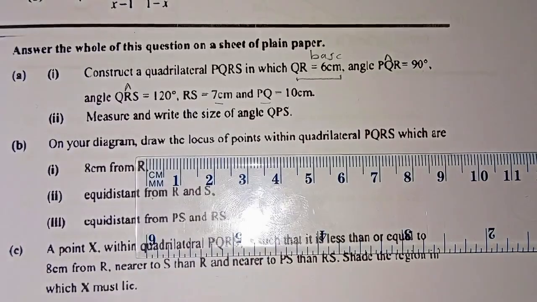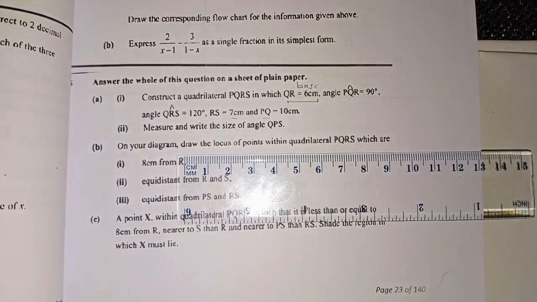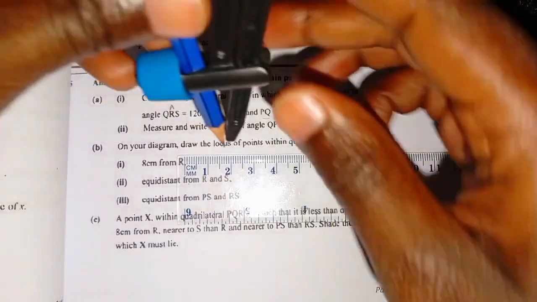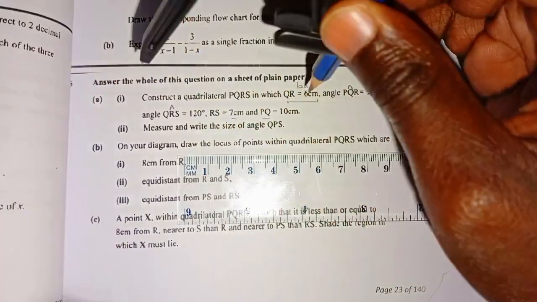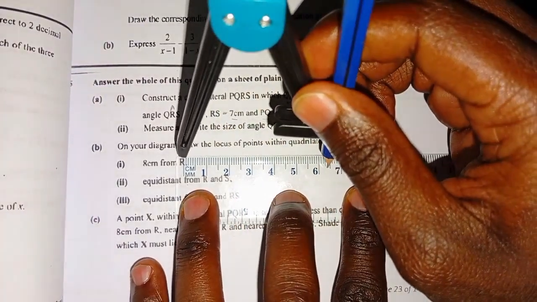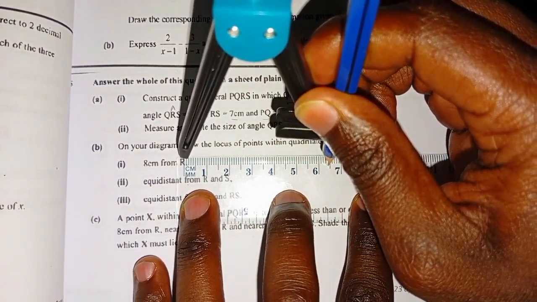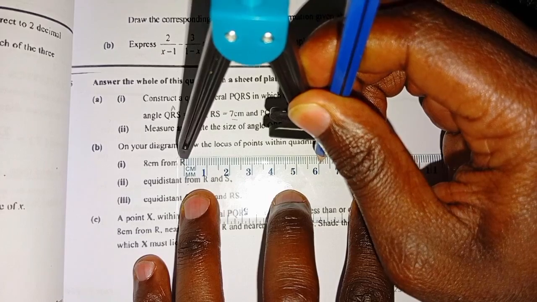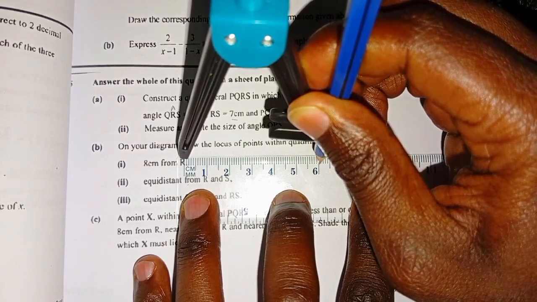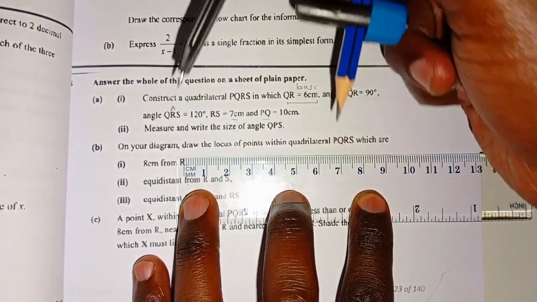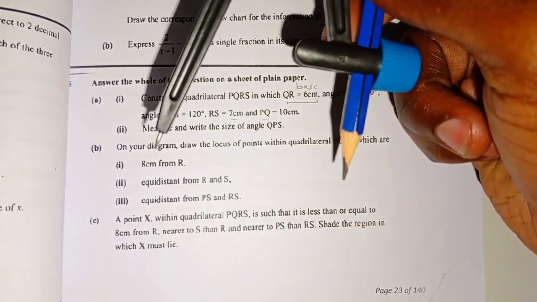Now how do we go about this? You go on a piece of blank paper. We're trying to construct QR of 6 centimeters, so we first measure 6 centimeters from the ruler. From the 0 mark, 6 centimeters ought to be here. So I have a radius of 6 centimeters, and I'll leave it like this. I know this is 6 centimeters.